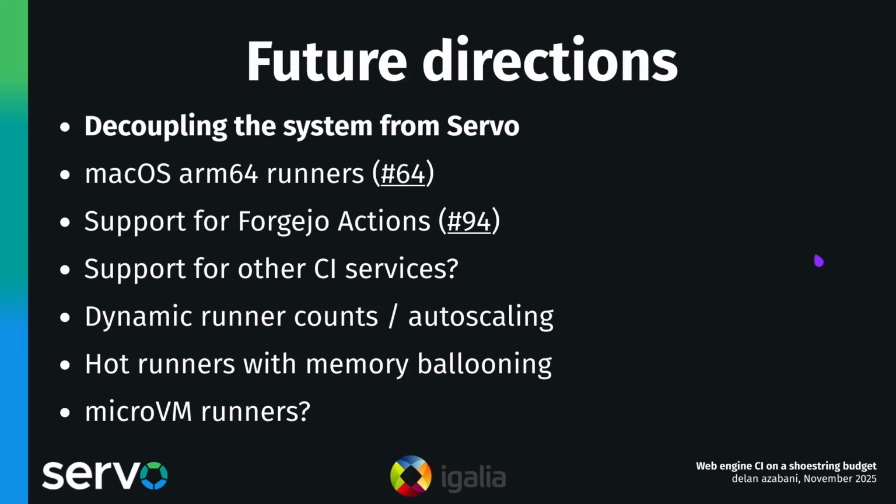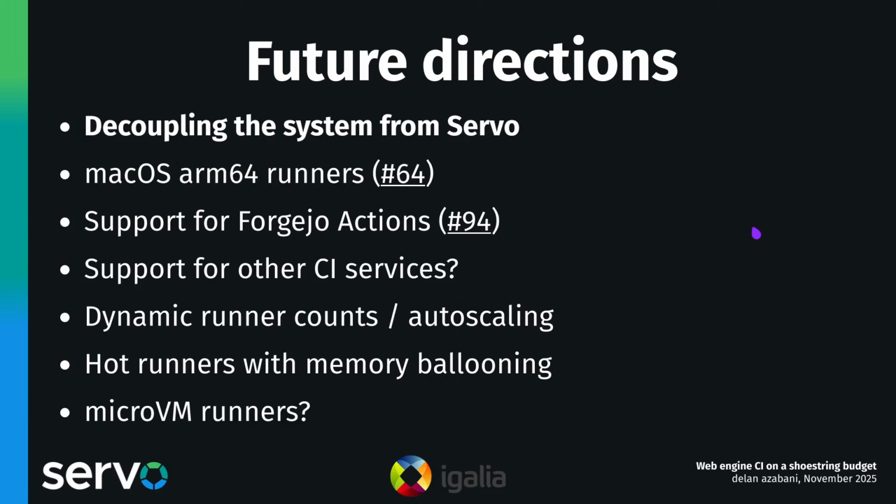So looking forward, some things that we'd like to do with this system. The first is to decouple it from Servo. We built this CI system quite organically over the past 12 to 18 months, and we built it around Servo's needs specifically. But we think this system could be more broadly useful for other projects. We'll just have to abstract away some of the Servo-specific bits so that it can be more easily used on other projects. And that's something we're looking into now.